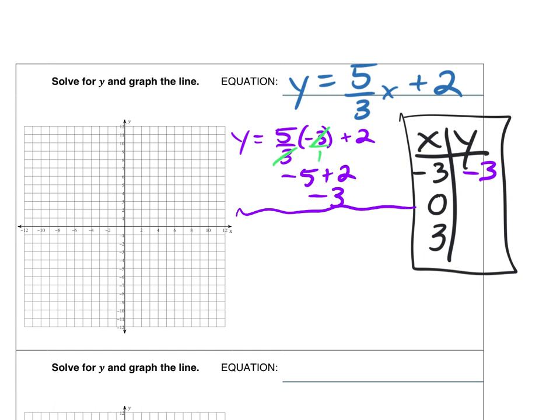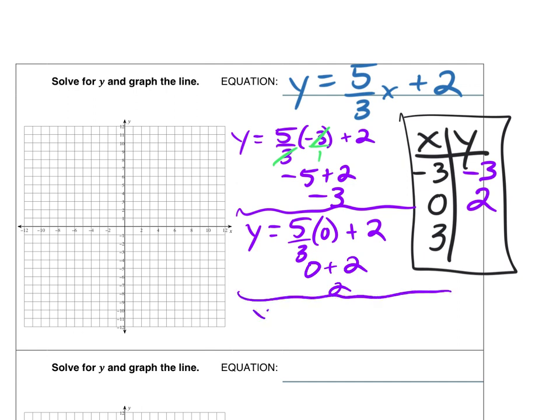Then we do the same thing, this time taking x out and replacing it with 0, plus 2. Anything times 0 is 0. So 0 plus 2 is 2. So in this equation, when x equals 0, y equals 2.